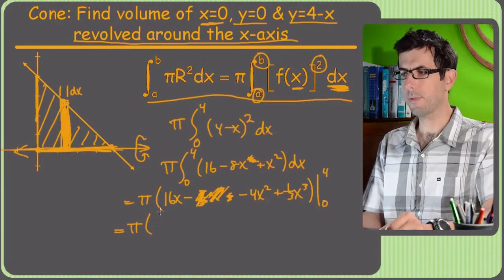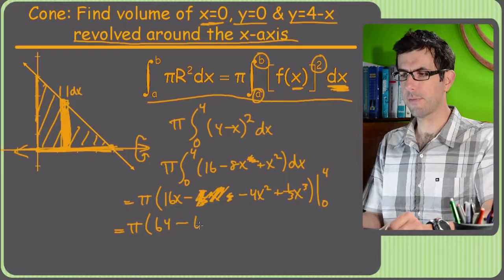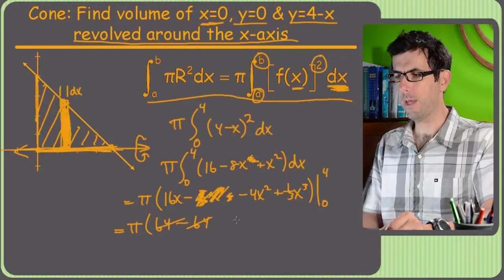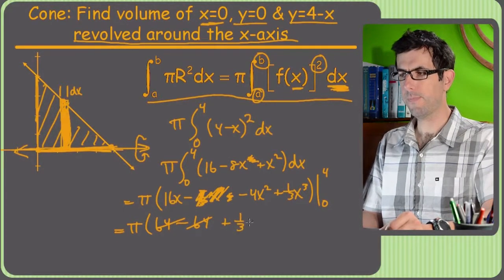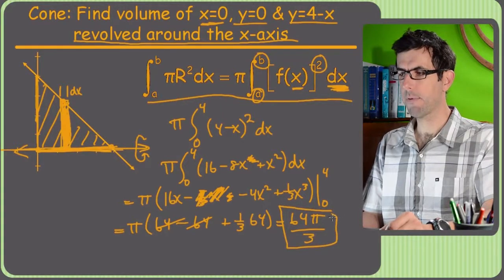Alright, pi times, so 4 times 16 is 64, minus 4 times 16 is also 64. So those just cancel right out. And we got plus 1/3 times 64. Alright, that's what I got before.